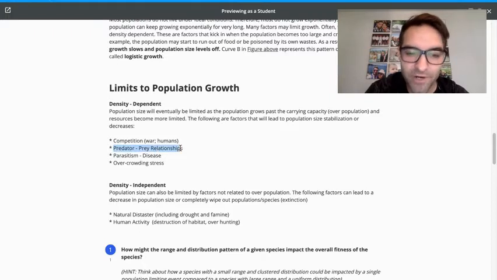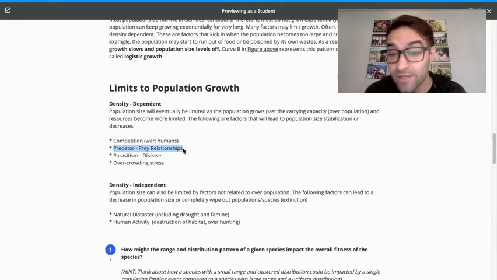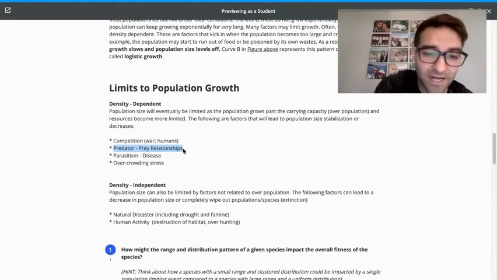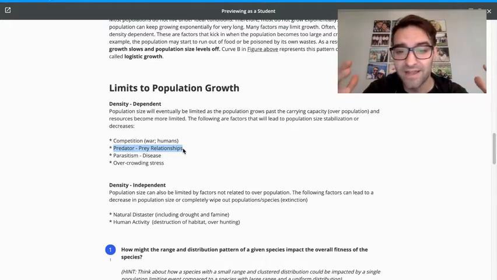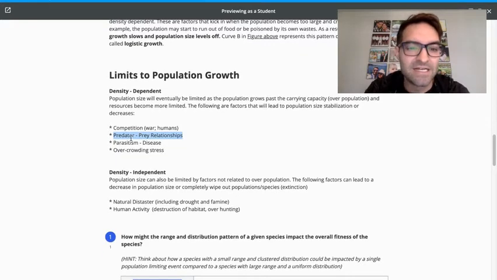Then there's predator-prey relationships. Again, we've already talked about that, so I don't want to spend too much time. But as your population increases, you're going to have either more predators or more prey or both, and therefore you're going to see more death. Okay, and so there's more competition within that as well. You're also going to have more likelihood of parasitism.